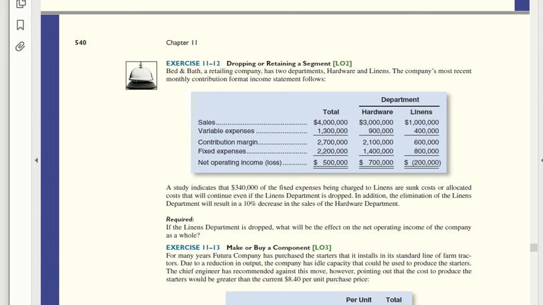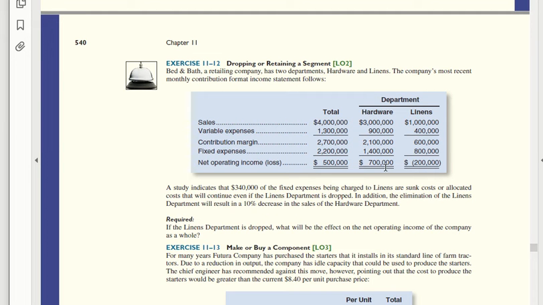Aloha class, so 11, 12, dropping or retaining a segment. As we can see, Bed and Bath Retail Company has two departments, hardware and linens. The company's most recent contribution margin format income statements are as follows. We can definitely see that linens is struggling because they have these huge fixed expenses and they're having a negative operating income, or loss. This is a loss.